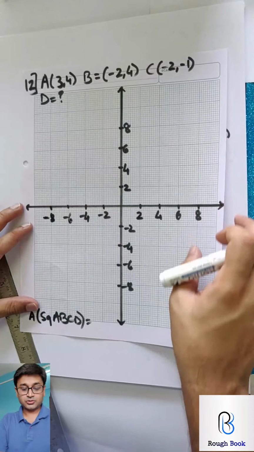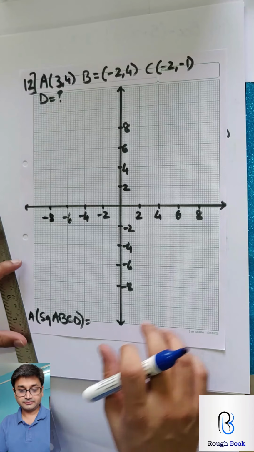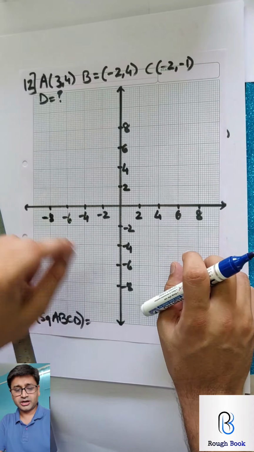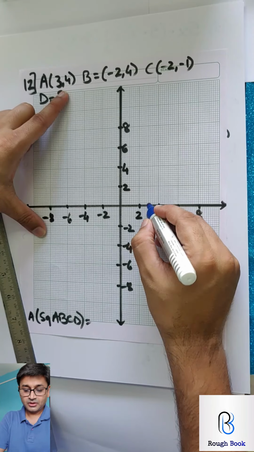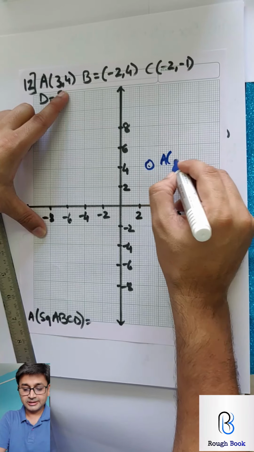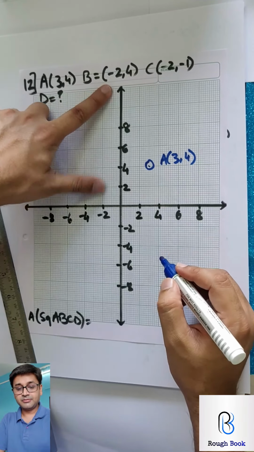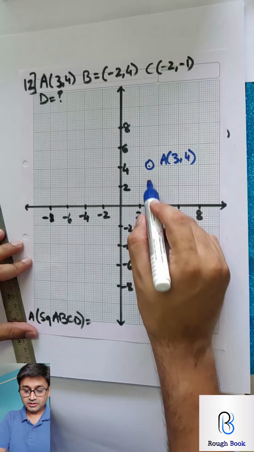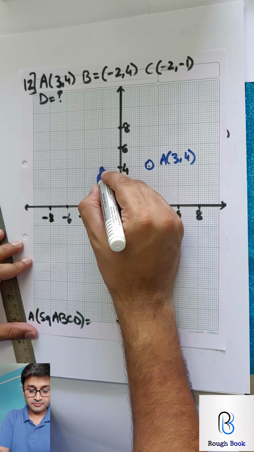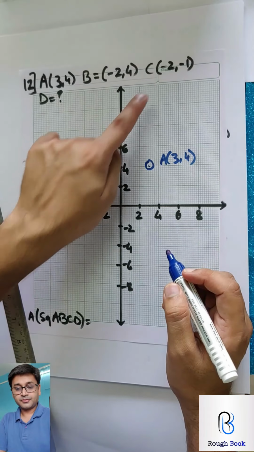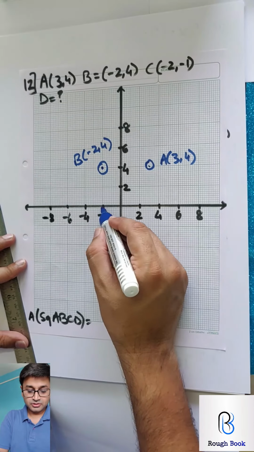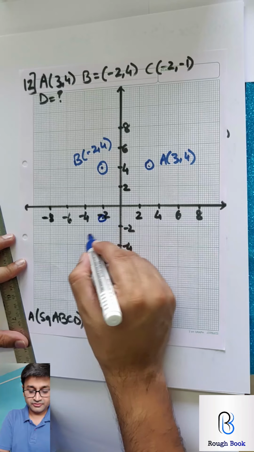Okay. The last one, sum number 12. Come on, everyone. Pause the video, draw your graphs and begin. A is 3 by 4. So 3 by 4 is A. B is minus 2 by 4. C is minus 2 by minus 1. So minus 2, minus 1, somewhere here.